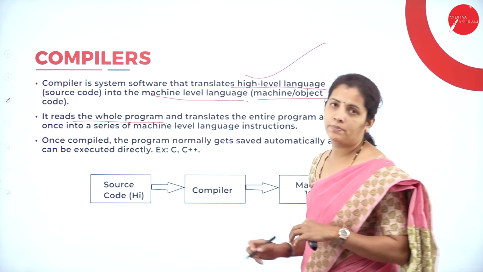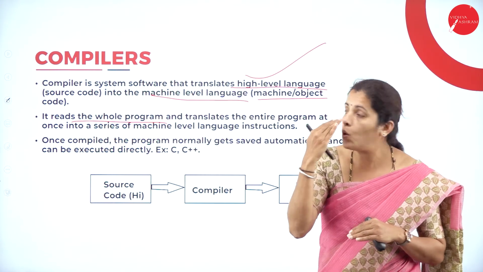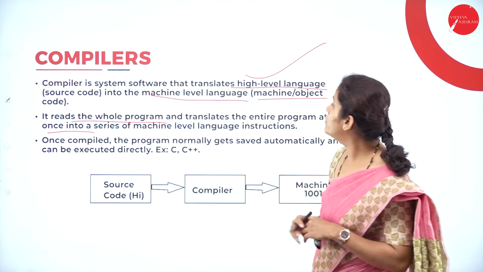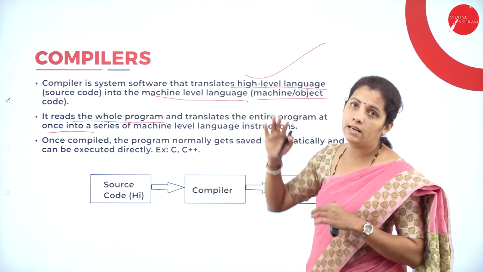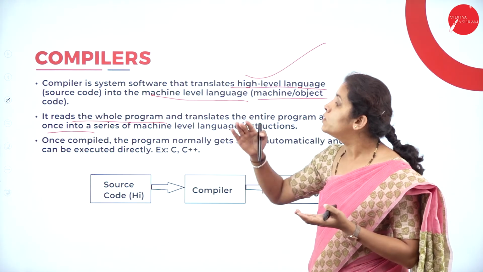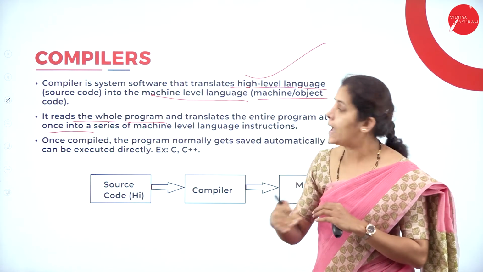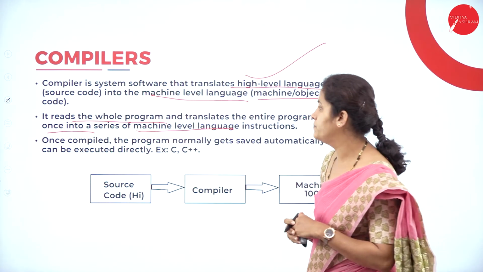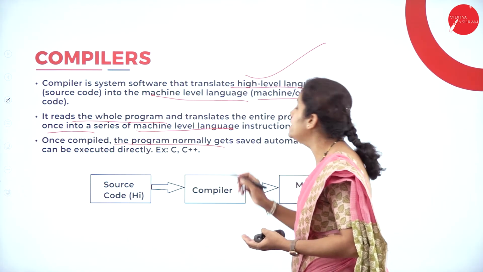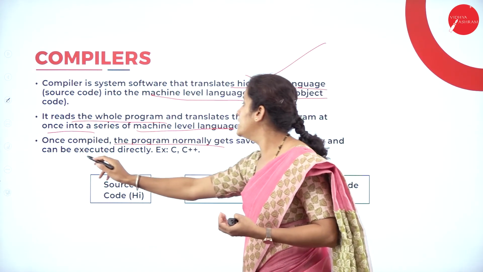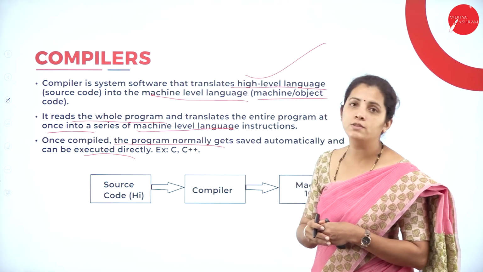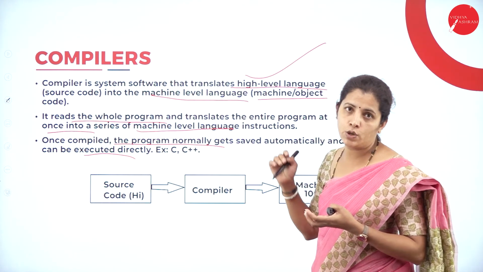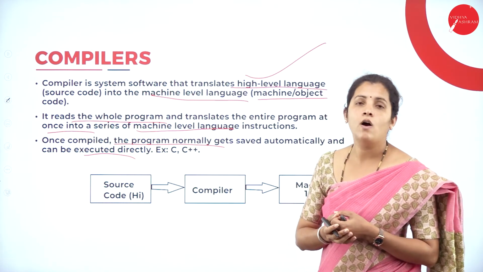It reads the whole program. That means the compiler is responsible for reading the whole program and translating the entire program at once into a series of machine level language instructions. So in a compiler, it is going to compile the entire program together. That means it is going to compile the whole program once, and it is going to produce the output, that is machine level language instructions. So once compiled, the program normally gets saved automatically and it is executed directly. Example: C and C++. That means once the compilation is over, the programs are automatically saved and executed directly. So the example here is C or C++.